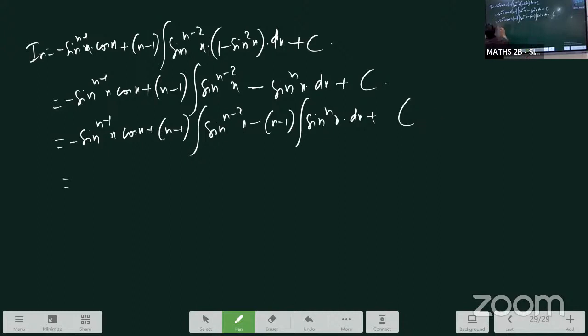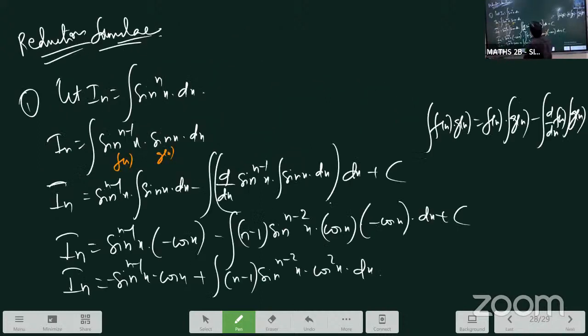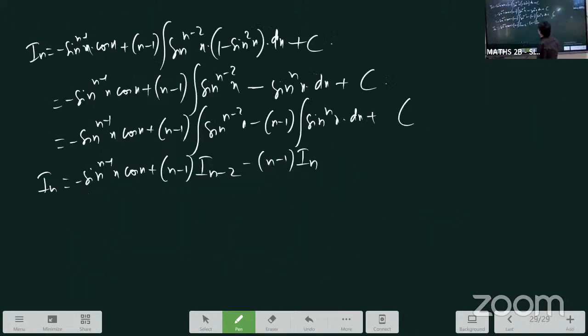But according to the n minus 1, this becomes In minus 2. Minus n minus 1, this becomes In. Correct, no? Why? Because in the first itself we considered In is sin power n. So sin power n is In, then sin power n minus 2 becomes In minus 2. Sin power n minus 1 becomes In minus 1. Is it clear? Like that.